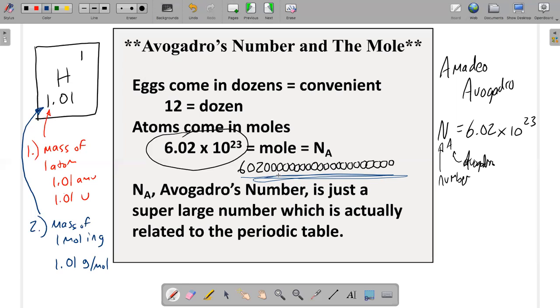So it's simply impossible in our lab to count individual atoms. You just can't do it. You also can't weigh individual atoms because they just don't weigh much. But what you can do is get big chunks of them, this molar quantity, and weigh them out in those large quantities.